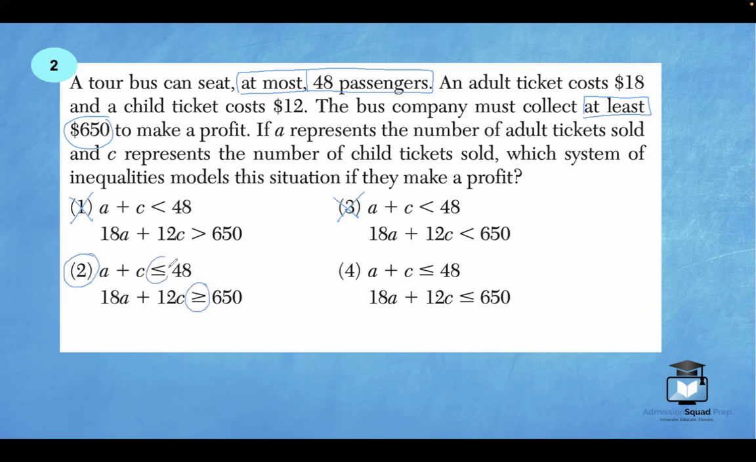because we want to ensure that the amount of money that they're bringing in is greater than or equal to $650. Notice in answer choice 4, they use the less than or equal to symbol. So that is actually incorrect. Of course, A plus C, which is the number of actual tickets, must be less than or equal to 48. And then $18 times A and $12 times C must be greater than or equal to $650. So all we needed to do is understand what at most and at least means to ensure that the correct inequality symbols were used. Answer choice 2 is the correct answer.